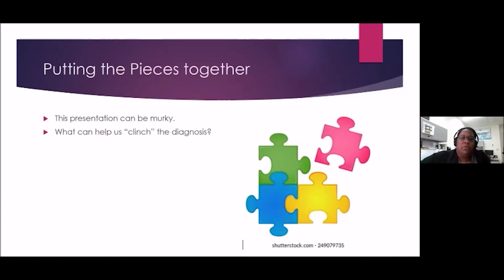So what do we do with this information? The reason I'm telling you all of this is the presentation can be very murky. It can be hard to figure out exactly what's going on. What can you do to figure out what's going on with the patient? And luckily, there's a tool for that that's about 25 years old. This is ADAMTS13 testing, and I'll talk about that in a little bit.